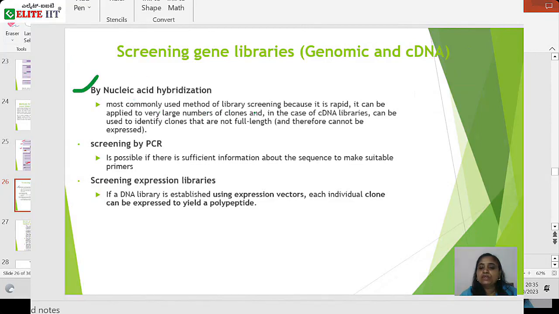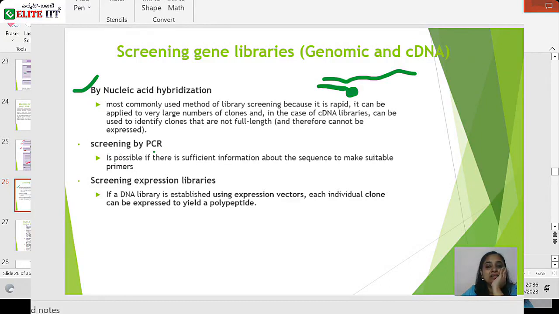Most commonly used method of library screening because it is rapid. It can be applied to very large numbers of clones, and in case of cDNA libraries, can be used to identify clones that are not full length and therefore cannot be expressed. Okay, so nucleic acid hybridization means I told you about the hybrid. So if this is the length of the DNA you want to identify, you have to add a probe, a short strand of DNA with labeled compound.